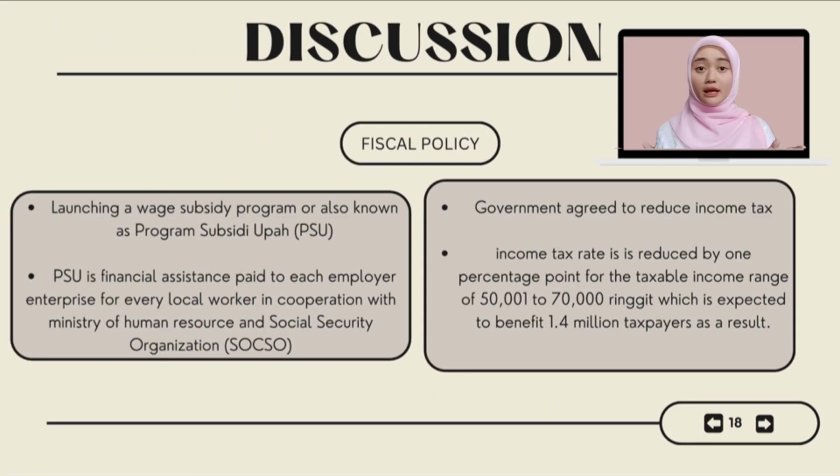So, how did the government tackle the issue of unemployment? The government emphasized both fiscal and monetary policy. On behalf of fiscal policy, the government launched a wage subsidy program, also known as Program Subsidi Upah or PSU. PSU is financial assistance paid to each employer for every local worker in cooperation with SOCSO and the Ministry of Human Resources. Not only that, the government also agreed to reduce income tax in 2020, which benefited over 1.4 million taxpayers as a result.